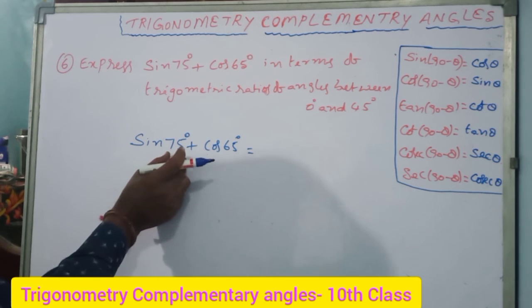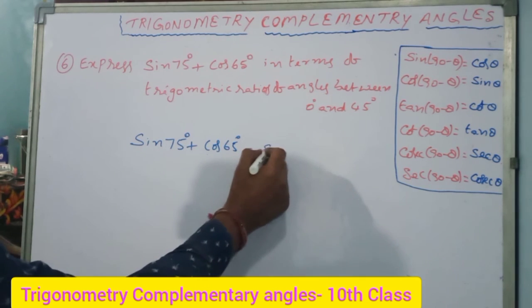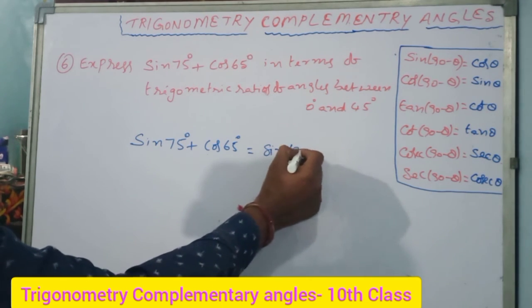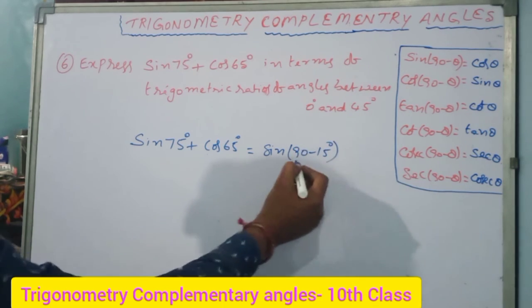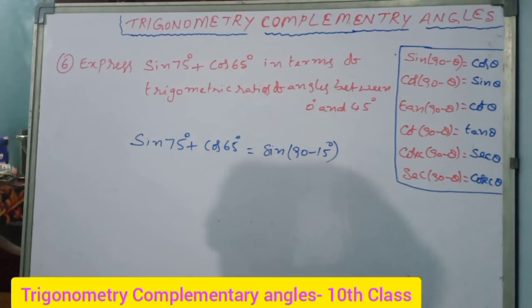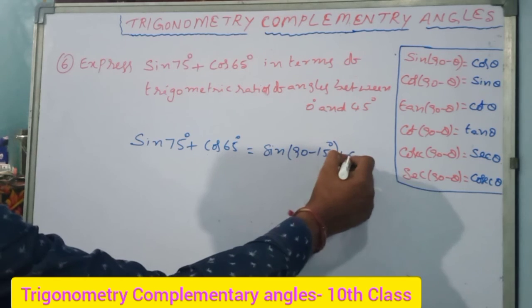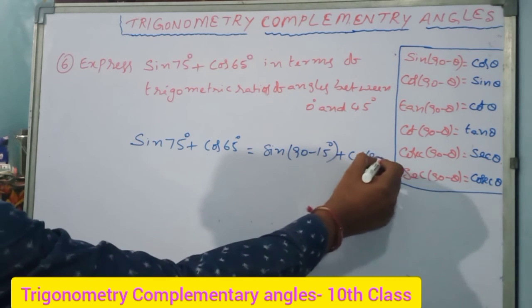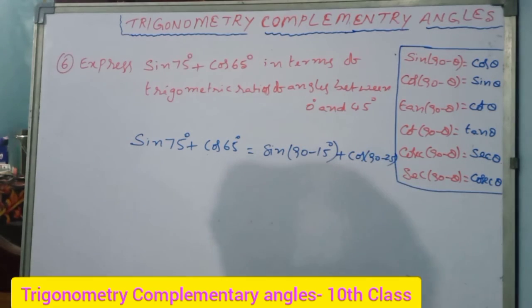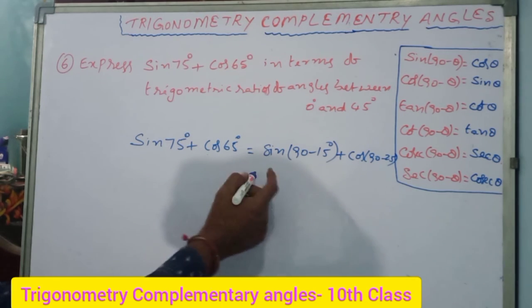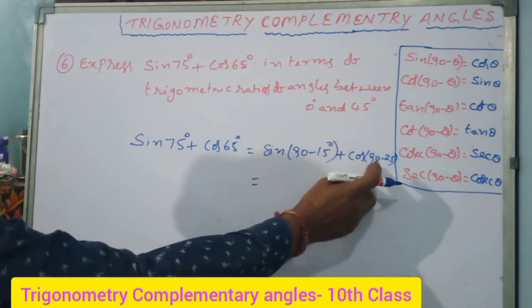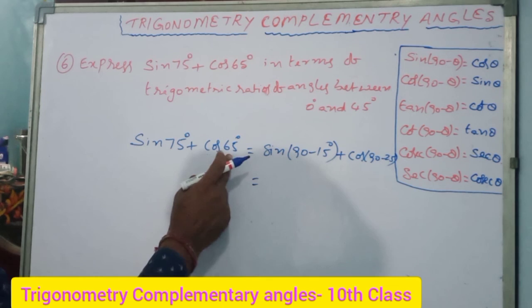So here sin 75 degrees can be written as sin of (90 minus 15), since 90 minus 15 equals 75, plus cos of (90 minus 25). 90 minus 25 is equal to 65, so there is no change: cos of (90 minus 25) equals cos 65.